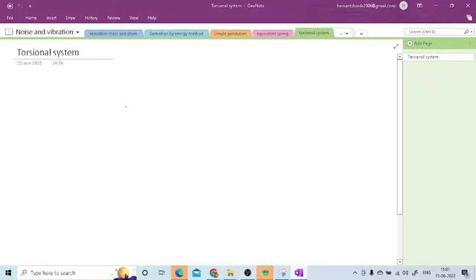Hi friends, in this session we are going to determine the natural frequency for a torsional system in single degree of freedom systems. So consider one torsional system where there is one shaft which is attached to the disc. So this is the disc and this is the shaft.